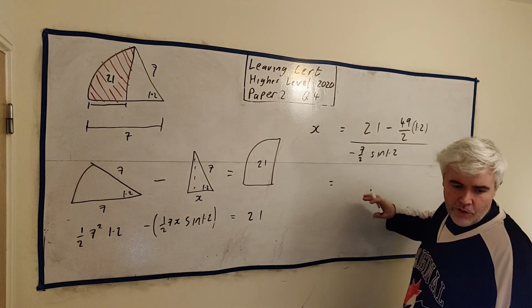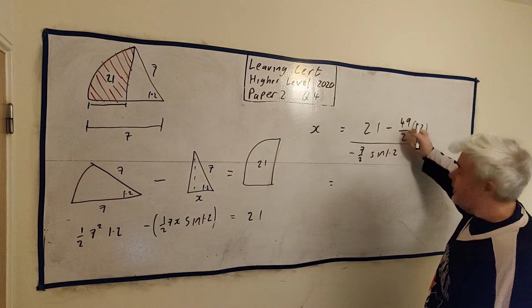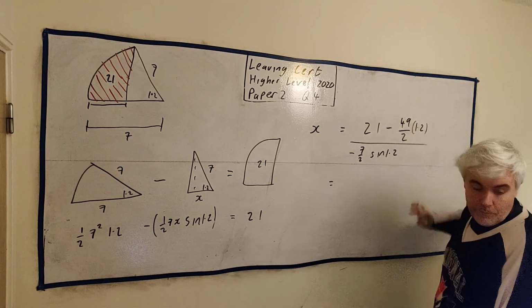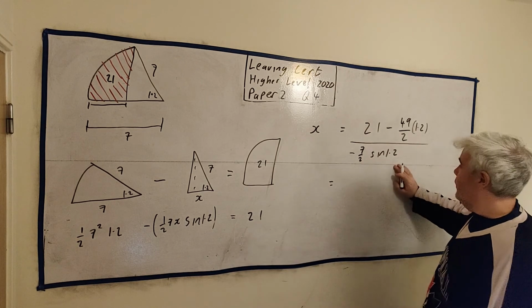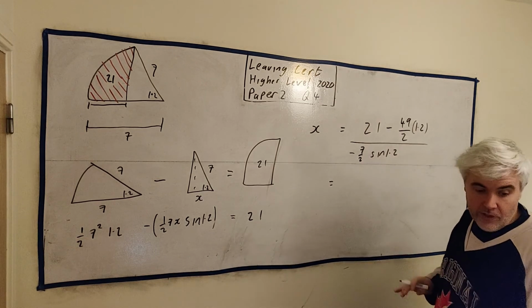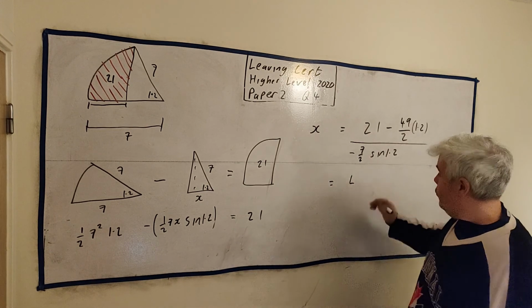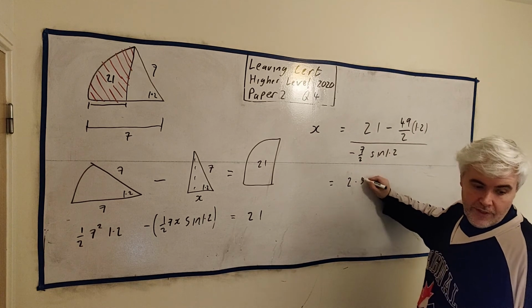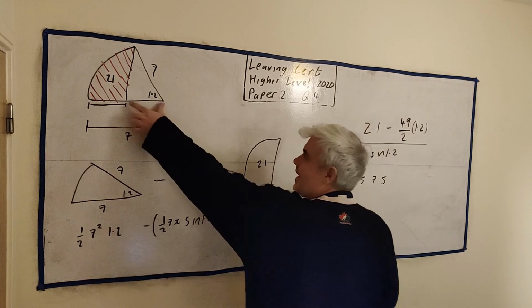Let me double check I have all these things right here. 21 minus 7 squared over 2, yes, multiplied by 1.2. Bottom row is divided by minus 7 over 2, sine 1.2. Yeah, that all looks good. If we put that into a calculator, writing the final answer down, we should get 2.575. That's this length here.